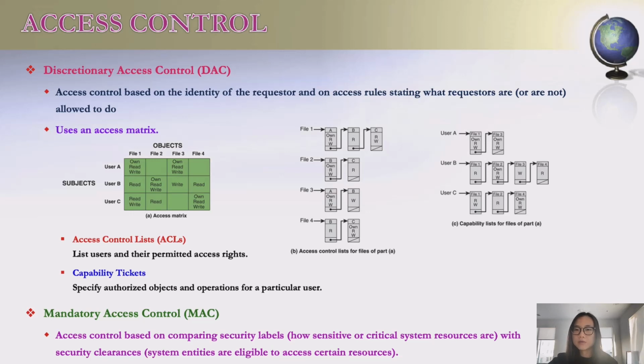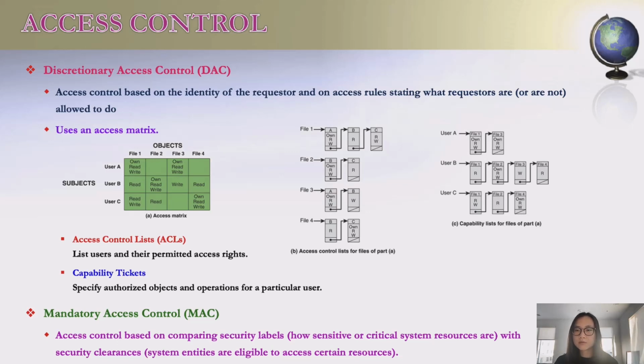Decomposition by rows creates capability tickets. A capability ticket specifies authorized objects and operations for a particular user. Each user has a number of tickets and can be authorized to loan or give them to others. Because tickets can be dispersed around the system, they present a greater security problem than access control lists. Therefore, the integrity of a ticket must be protected and guaranteed.